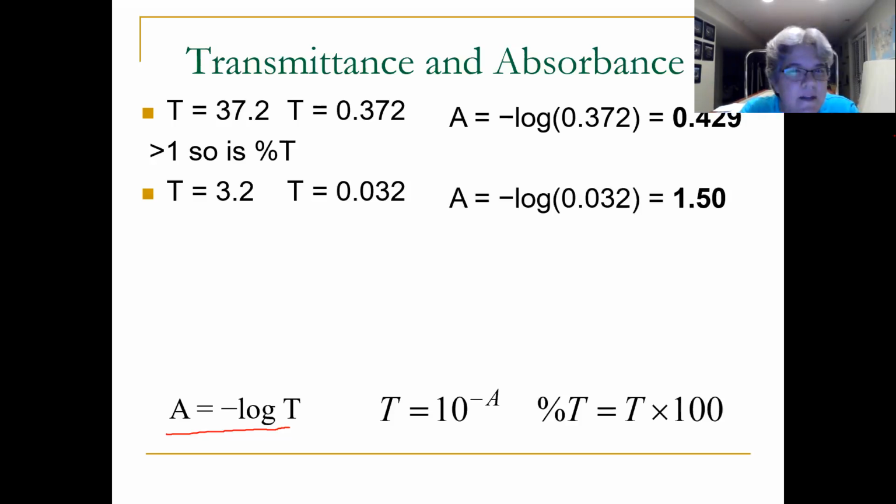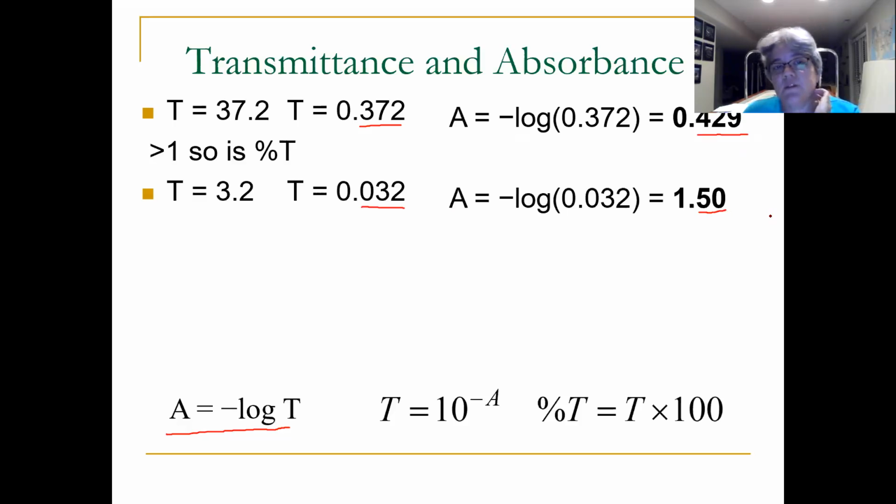Let me talk just a minute about significant figures. Remember the rule for logs. We look at how many significant figures here, and we see there's 3. So this answer should have 3 after the decimal. That's the log rule. This one has 2, so this one should have 2 after the decimal. So that's converting T to A.